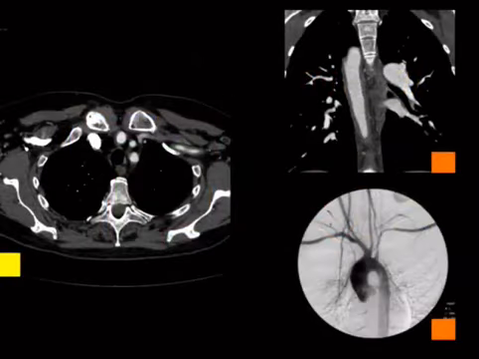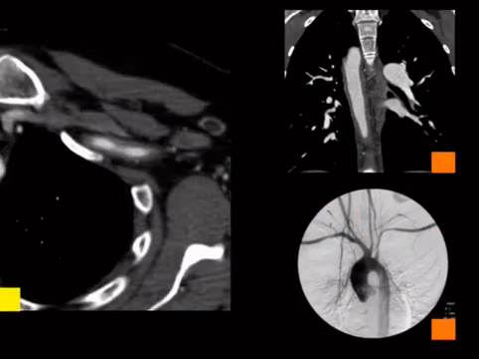So this is another this versus that case. Let's zoom in here, where we've got circumferential wall thickening of an artery here. This is probably subclavian, maybe a little bit of axillary. And that's the yellow.